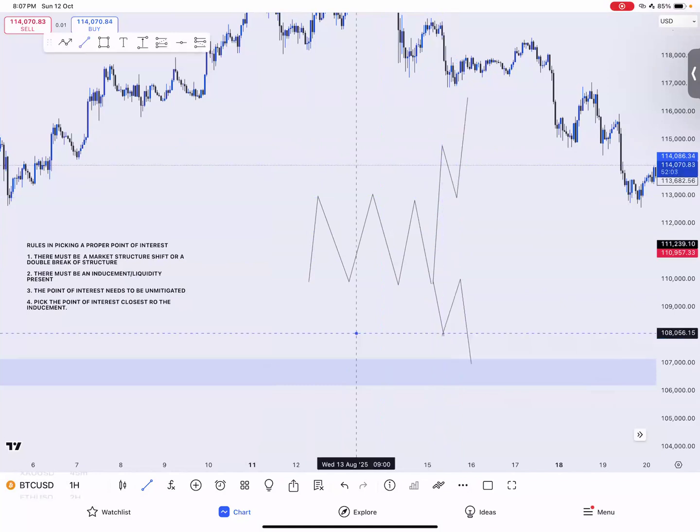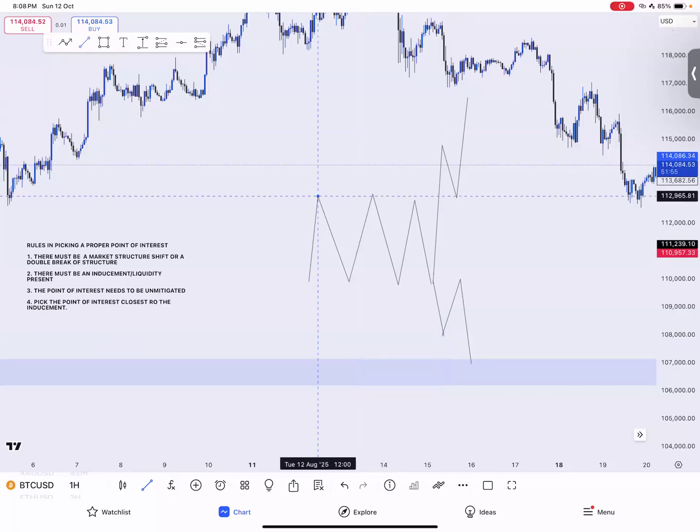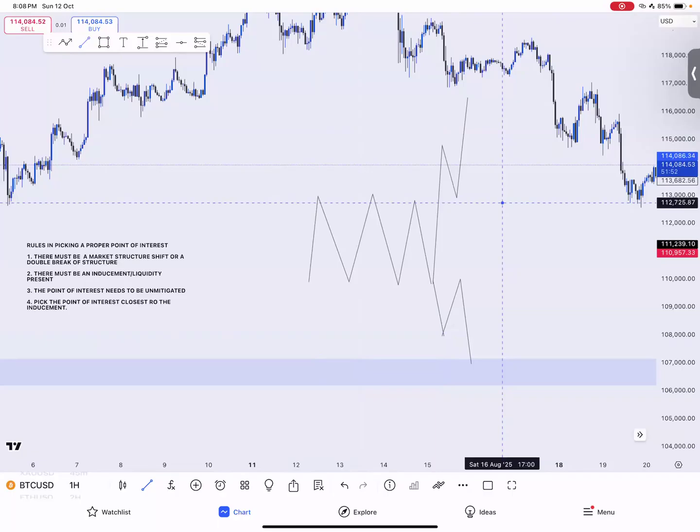That is the same concept as a breaker block. A breaker block is a failed order block. With support and resistance, you can't really pinpoint the zones where the reversals will come from. But with breaker blocks, you can actually tell which POI the market is going to come to.